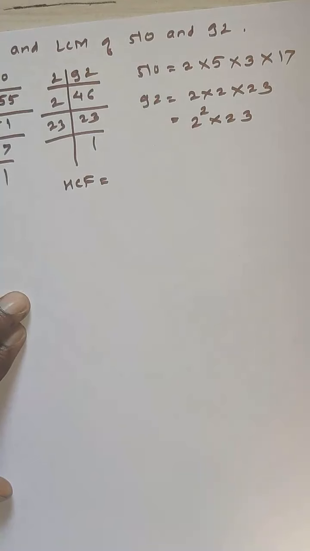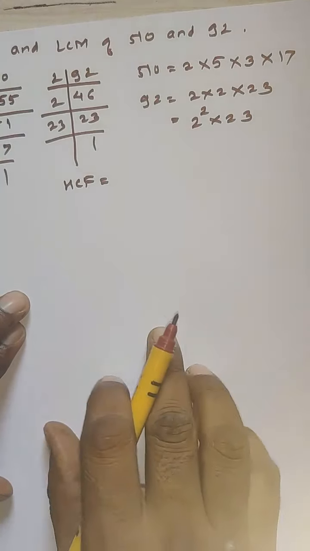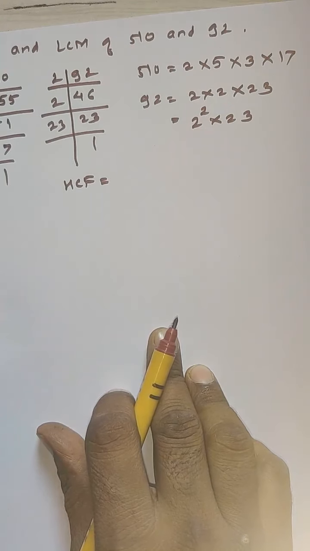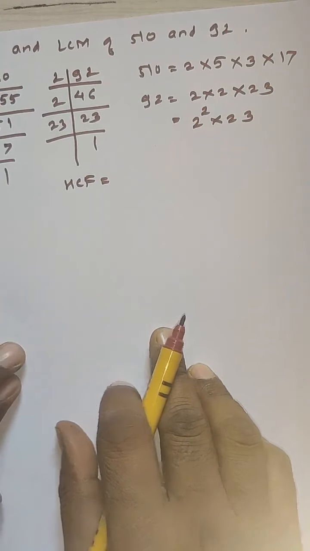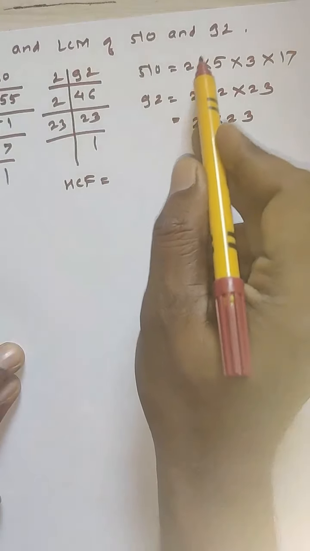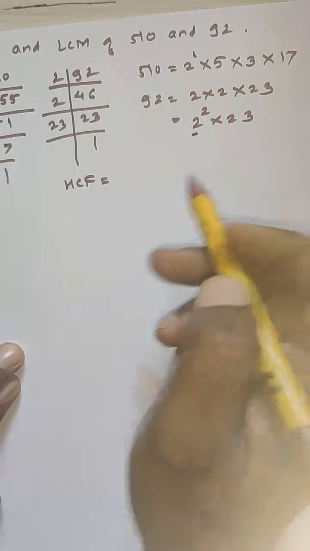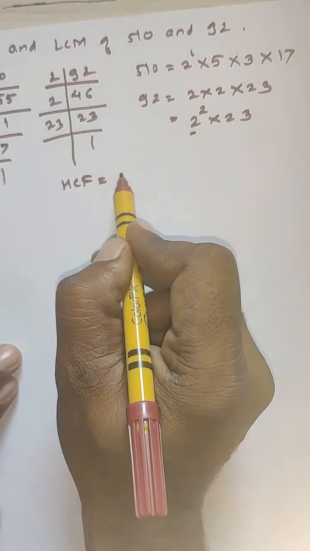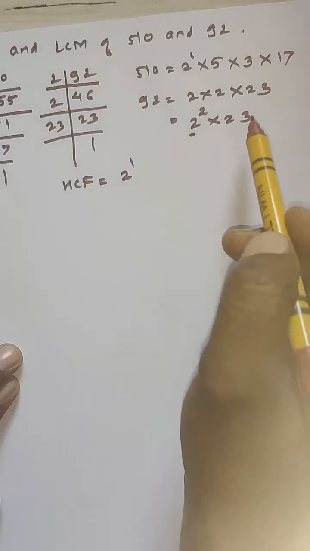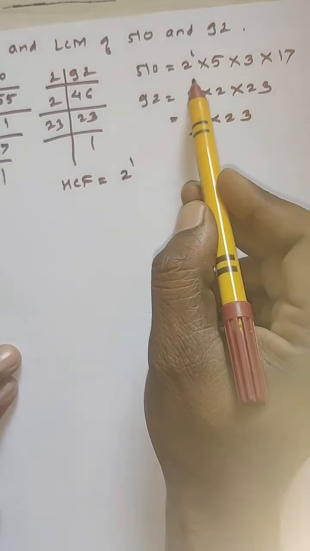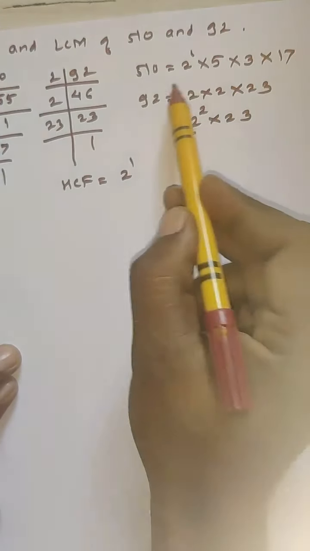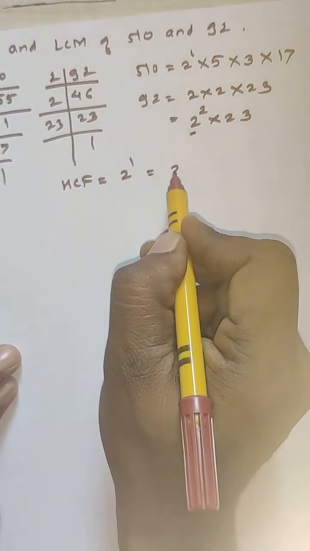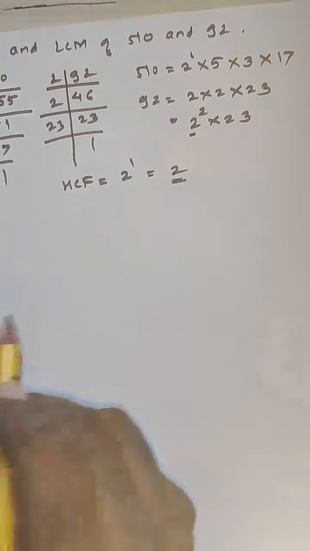HCF is the product of the smallest power of each common factor. So here 2 raised to 1 is there and here 2 square is there. We will take 2 raised to 1 because it is the smallest. Again, is there any common factor? No. So there is no common factor between 510 and 92. So the HCF of the numbers will be 2.